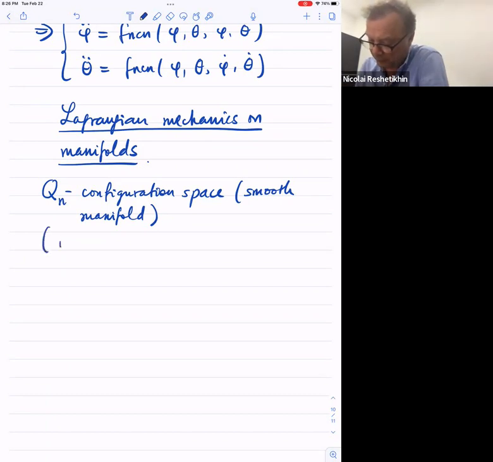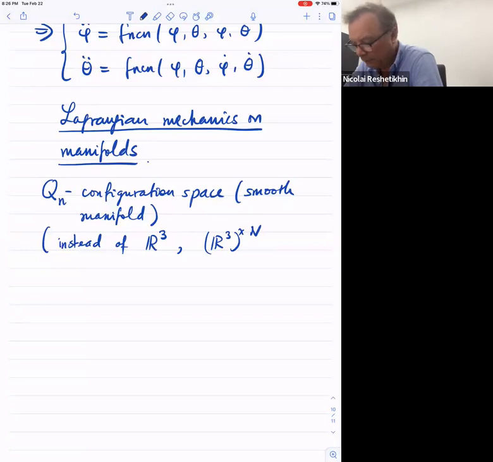So this will be, instead of the configuration space for a Newtonian particle or the configuration space for n Newtonian particles. And if you want to think about the configuration space as the configuration space of a constrained system, then most likely you can do this, but it's not necessary. What we will do now is develop an intrinsic description of Lagrangian mechanics on smooth manifolds.